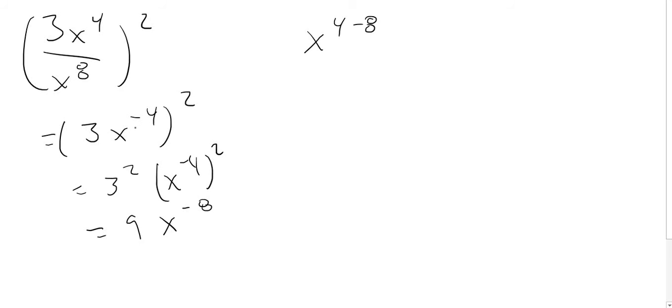I mean, I guess I can get rid of the negative exponent. But really, this 2 belongs to everybody. So I decide to distribute it through next, and that gives me 9 times x to the negative 8th. And now I see the only thing left to do is make the exponent positive. So it becomes 9 over x to the 8th.